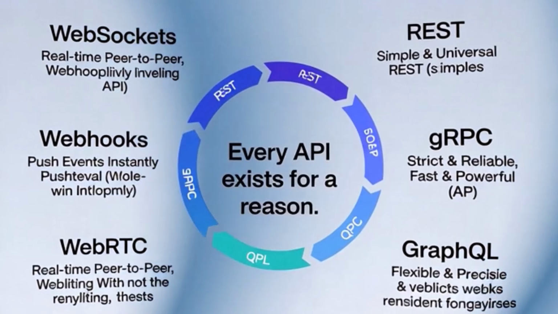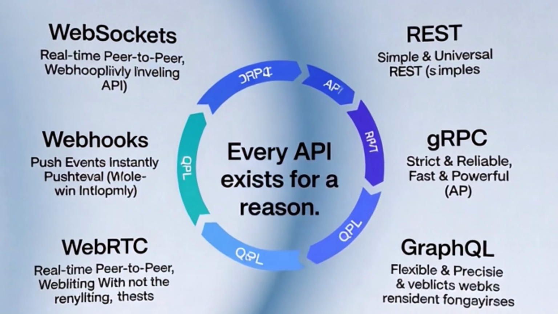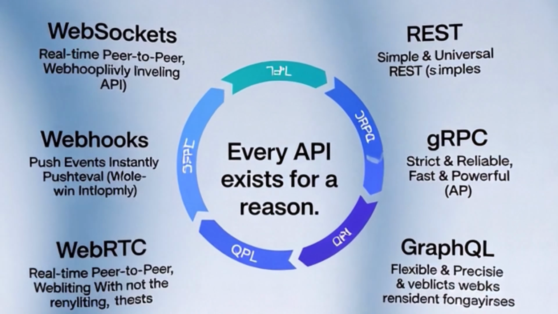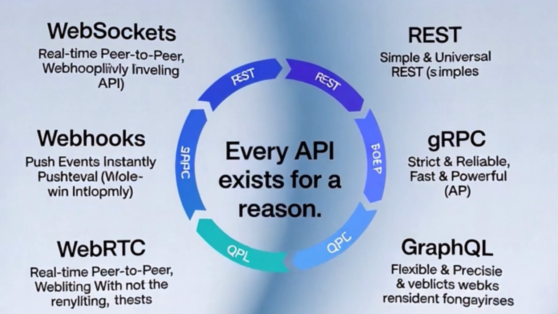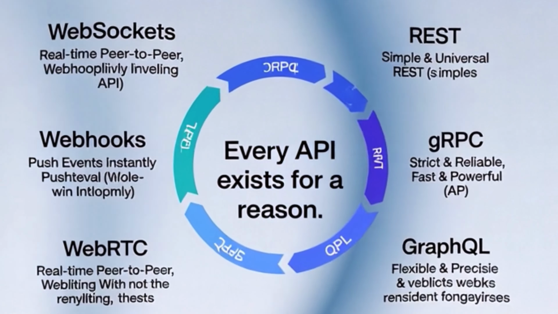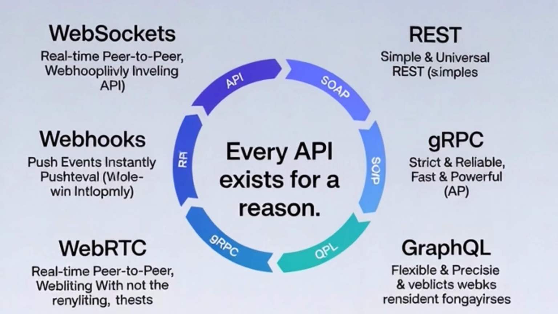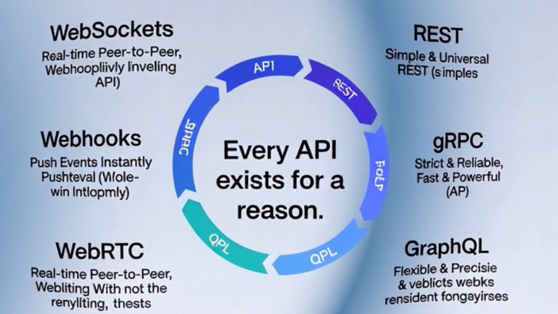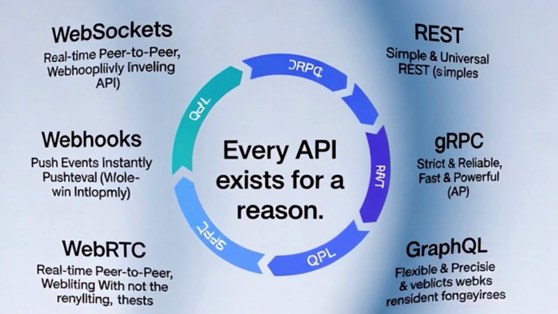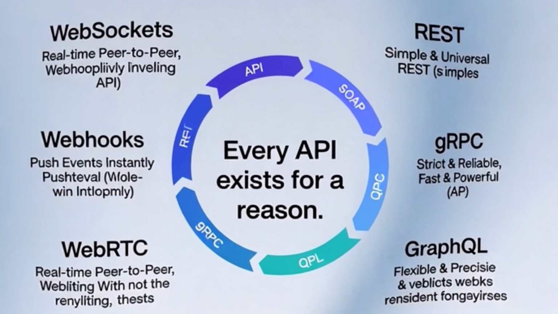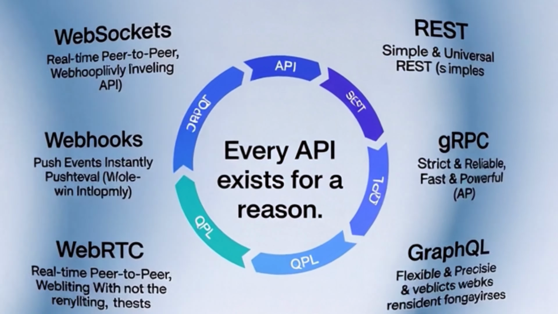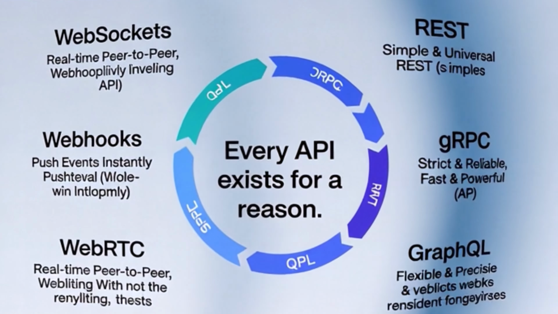To recap it, every API exists for a reason. REST is simple and universal. SOAP is strict and reliable. gRPC is fast and powerful. GraphQL is flexible and precise. Webhooks push events instantly. WebSockets enable live communication. And WebRTC makes real-time peer-to-peer apps possible. Understanding when to use each one is what separates beginners from real engineers.